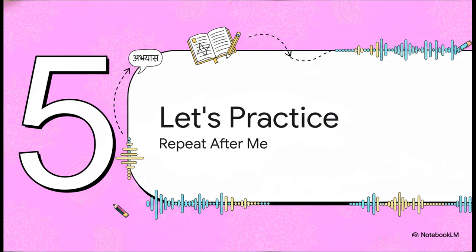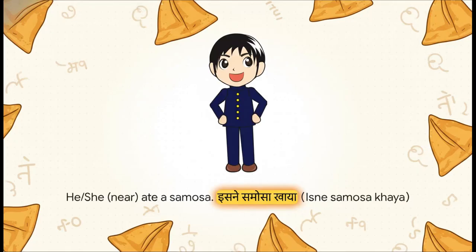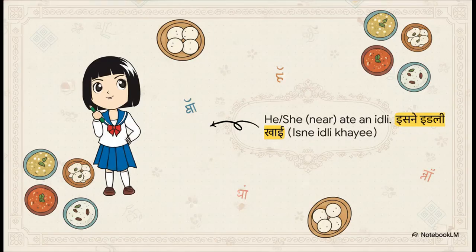Now that you understand the rule, the absolute best way to make it stick is to actually say it. So let's practice a few sentences together. I'll say it, and then you repeat right after me. Ready? He or she, someone nearby, ate a samosa. That is, isne samosa kaya. Your turn. Excellent. Now what if that same person ate an idli? Isne idli khai. Hear that difference in the verb ending?